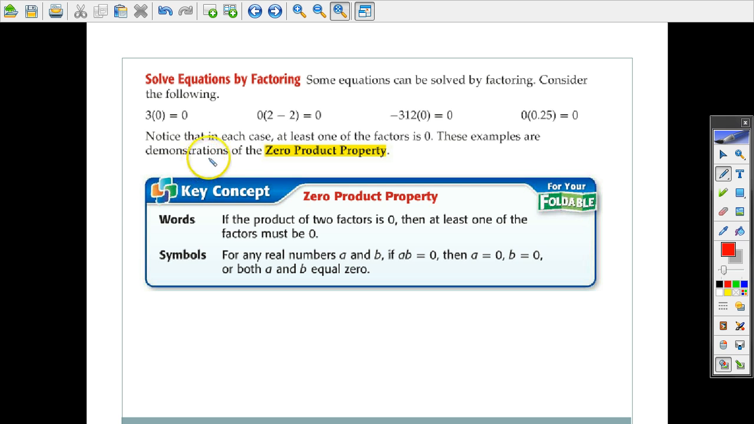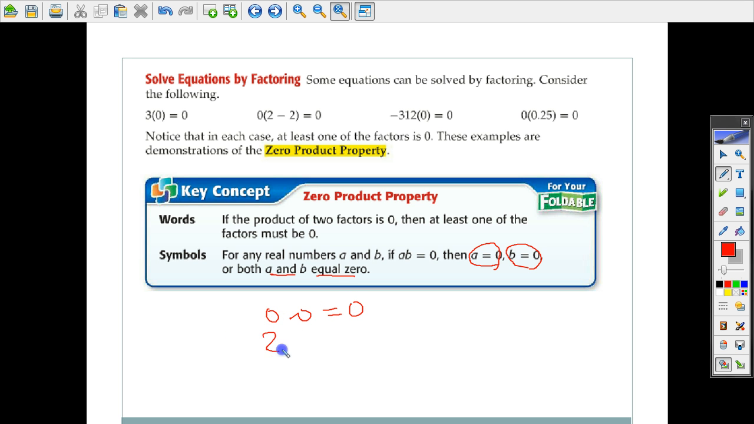So notice that in each case, at least one of the factors is 0. These examples are demonstrations of the zero product property. So, zero product property: if the product of 2 numbers or 2 factors is 0, then at least one of the factors must be 0. For any real numbers a and b, if a times b is 0, then a may be 0 and b may be 0. Or both a and b may be equal to 0. So in other words, 0 times 0 equals 0.